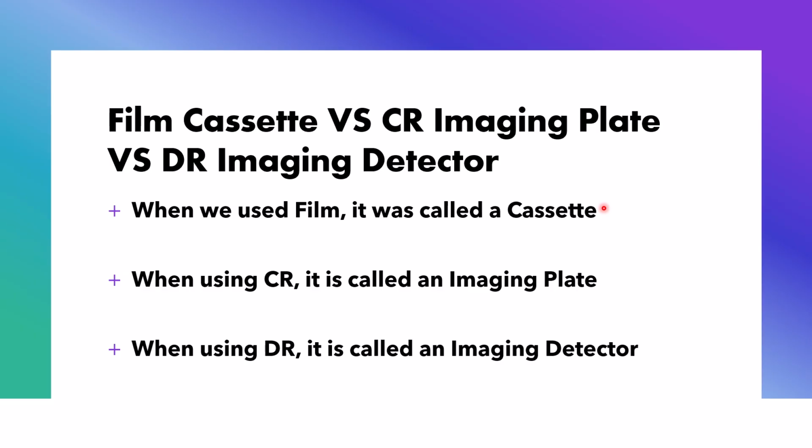If we're talking about the image receptors, we could have three things: a film cassette, which is a cassette that holds the X-ray film, which we don't routinely use anymore. We could have a CR imaging plate and a DR imaging detector. So we used a cassette when we had film. When we used a CR, which was called an imaging plate, we had to use a processor for that. And the DR is a direct imaging detector, and it automatically sends the image to the screen.